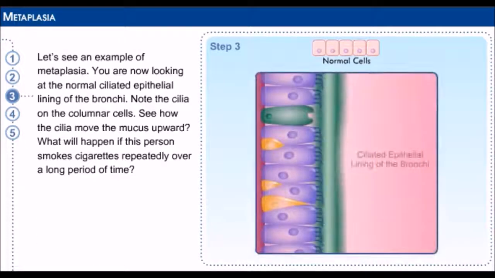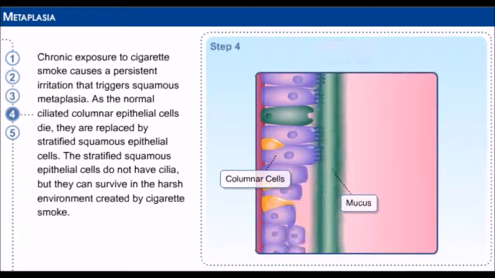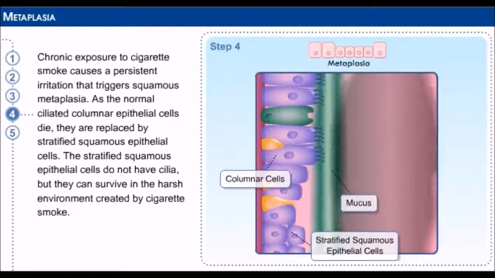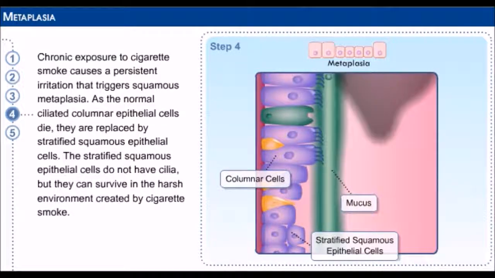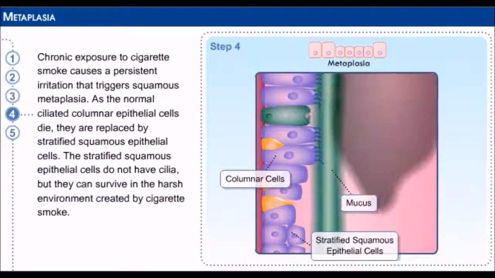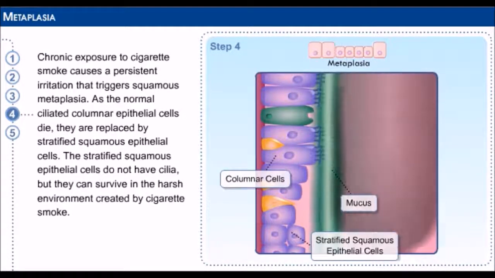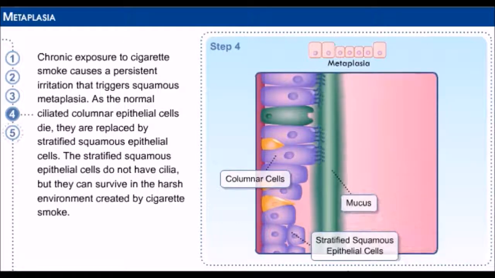Let's see an example of metaplasia. You are now looking at the normal ciliated epithelial lining of the bronchi. Note the cilia on the columnar cells. See how the cilia move the mucus upward? What will happen if this person smokes cigarettes repeatedly over a long period of time? Chronic exposure to cigarette smoke causes a persistent irritation that triggers squamous metaplasia. As the normal ciliated columnar epithelial cells die, they are replaced by stratified squamous epithelial cells. The stratified squamous epithelial cells do not have cilia, but they can survive in the harsh environment created by cigarette smoke.